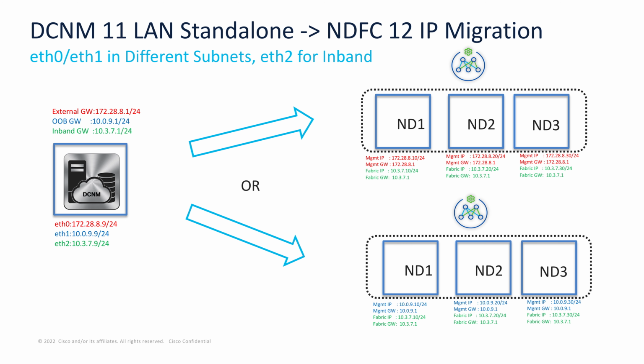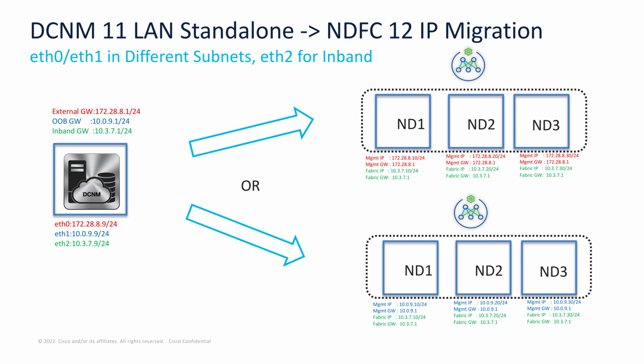Now what happens when ETH2 is being used as well? So we have ETH0 and ETH1 in different subnets, and ETH2 is being used for in-band. On the left, you're seeing DCNM, which is a general scenario. A lot of people do this where we have all three in different subnets, the red, the blue, and the green. So there are two ways to do this.